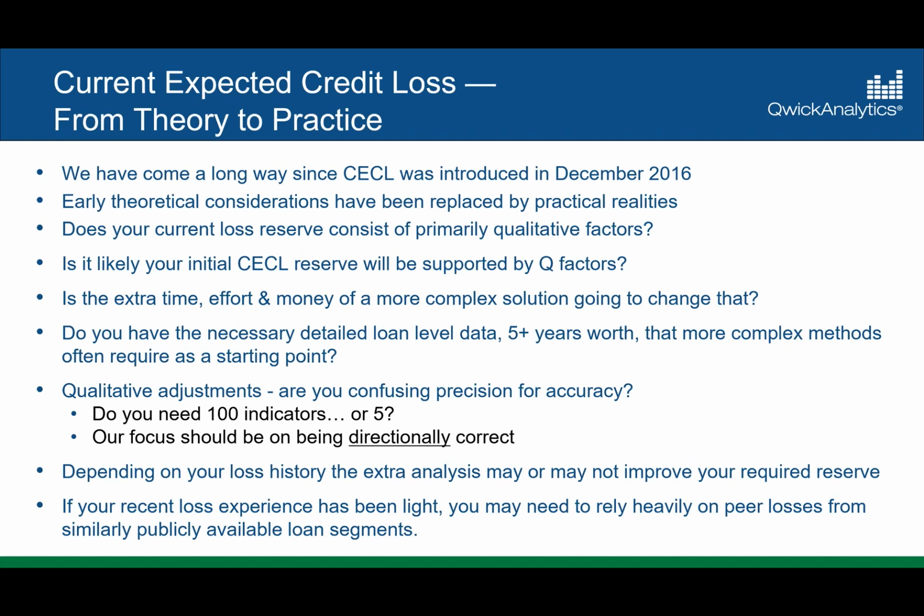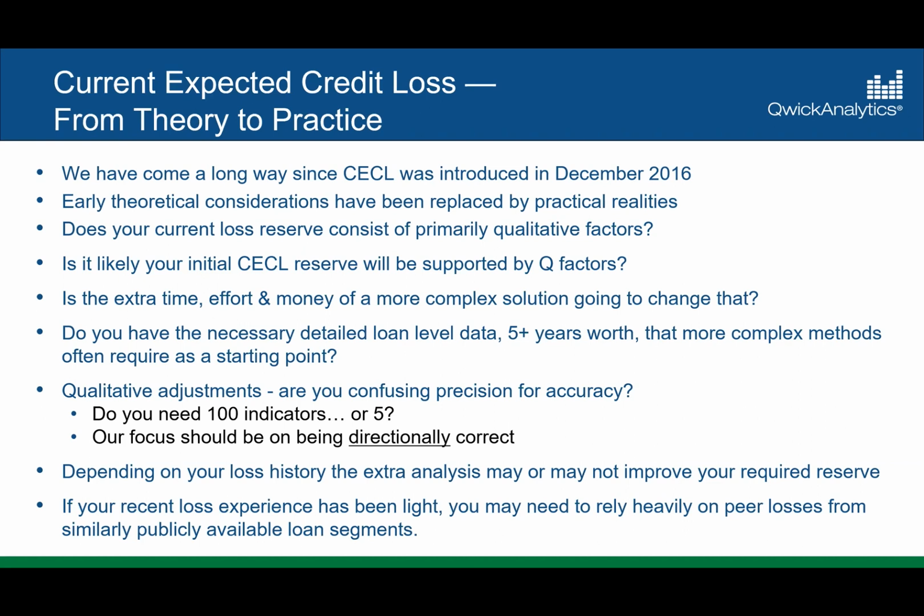That would mean that your old ALLL reserve is pretty much built by qualitative factors, because it's not being justified by your recent loss experience. And as a follow-up, is your CECL reserve also going to be supported primarily by Q factors? If it has in the past, it's likely to in the future. So the question becomes, is all the extra time, effort, and money of a much more complex, more loan level solution going to change that?